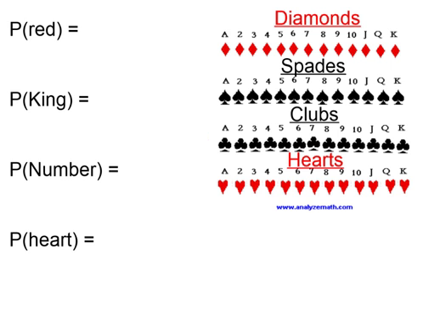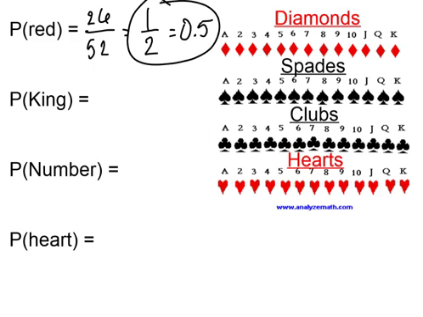Let's find the probability of drawing a random red card. Since there are 13 diamonds and 13 hearts, that'd be a total of 26 cards out of 52, which is reduced down to 1/2, or 0.5.